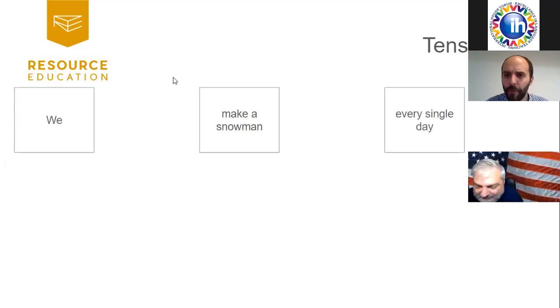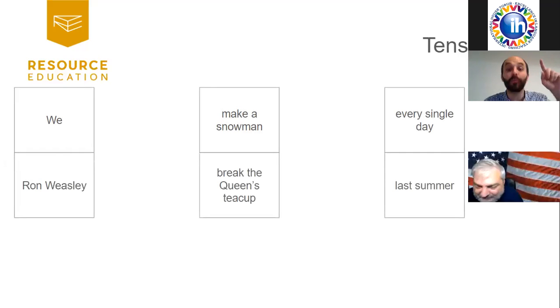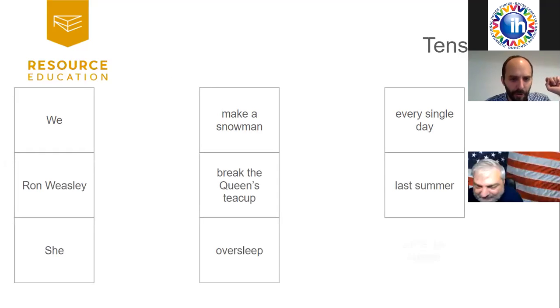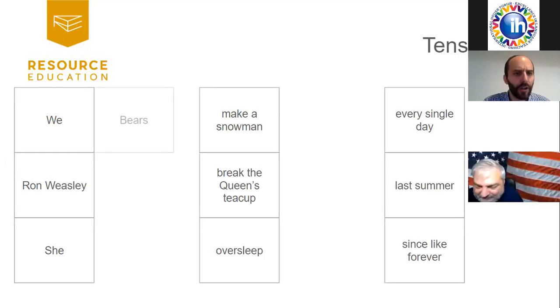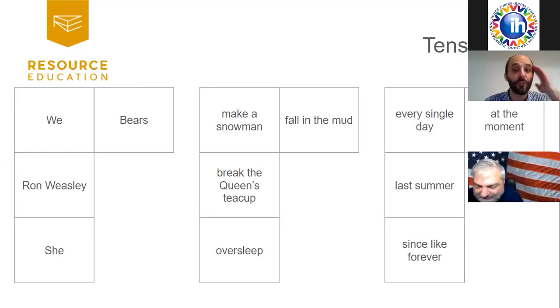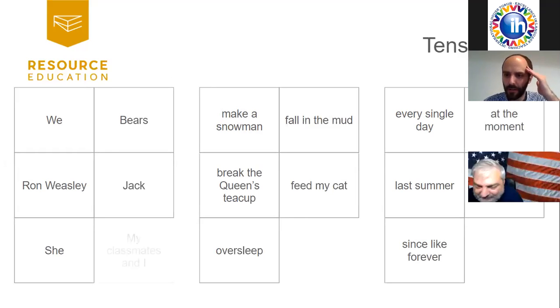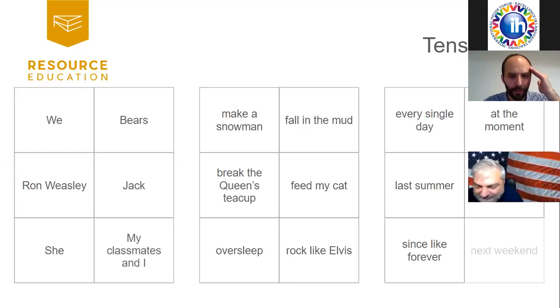We make a snowman. We make a snowman every single day. Ron Weasley broke the Queen's teacup last summer. She's been oversleeping since like forever. Bears fall in the mud. Bears are falling in the mud at the moment. Jack feeds my cat twice a week. My classmates and I are going to rock like Elvis next weekend.